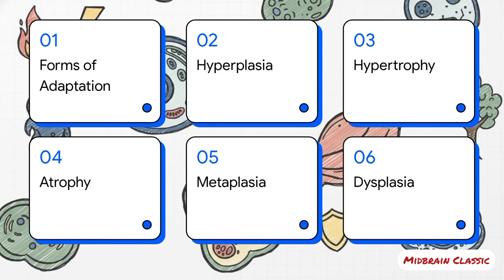Okay, let's dive into this. Here is our highly structured field guide to cellular changes. We'll start with the general forms of adaptation, then we'll break down hyperplasia, hypertrophy, atrophy, metaplasia, and finally, dysplasia.